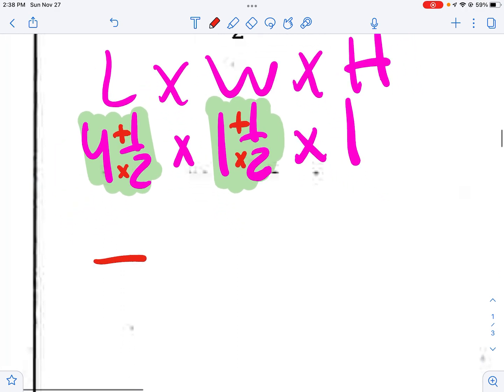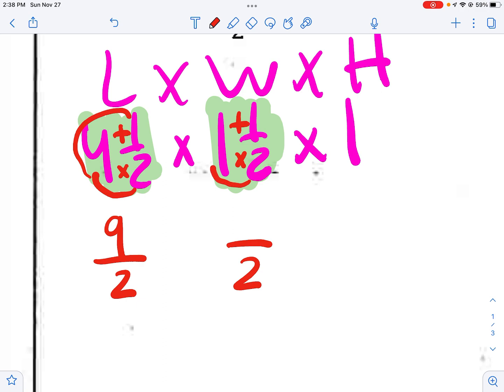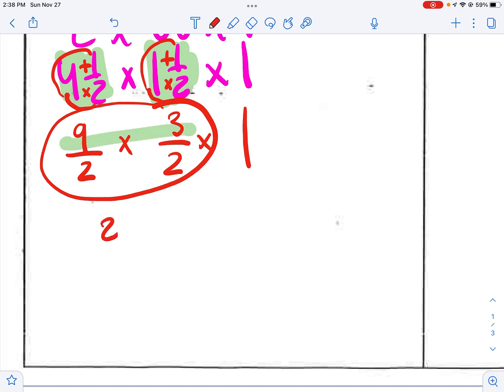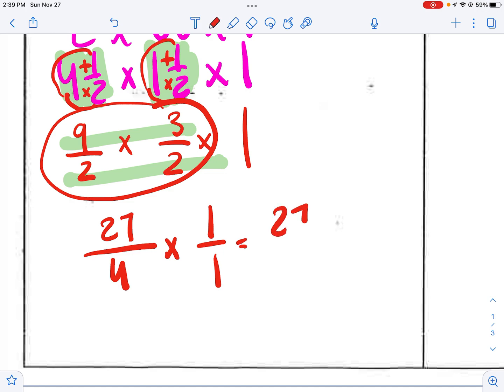Okay, so here we go. The bottom number stays the same. 2 times 4 is 8, plus 1 is 9. 2 times 1 is 2, plus 1 is 3. And then I'm multiplying those together, and then I still have this times 1. Okay, if it's too much for you to multiply all three fractions or numbers together, just worry about doing the first two. So I'm going to do these two together first. So 9 times 3 is 27, and 2 times 2 is 4. And then I multiply that by 1, which will get me the same answer of 27 over 4.